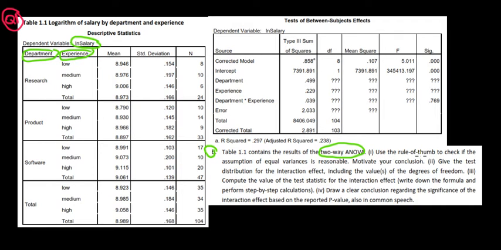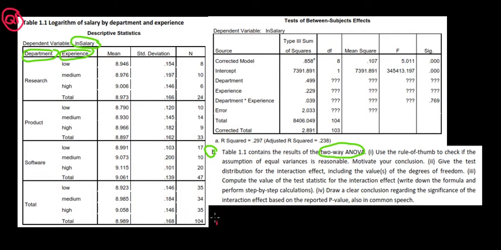First, we have to use the rule of thumb to check if the equal variances assumption is reasonable, then give the test distribution, the degrees of freedom, compute the test, give the conclusion. So let's do it one by one. Let's start with the assumption. To have a viable ANOVA test, to have valid results, we must have equal variances within the groups.